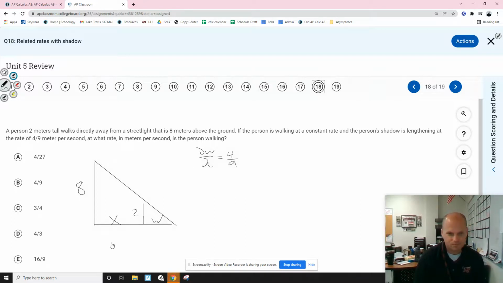Great question. What's dx/dt? We haven't done it this way yet. Same whole situation with your similar triangles. 2 over w equals 8 over x plus w.